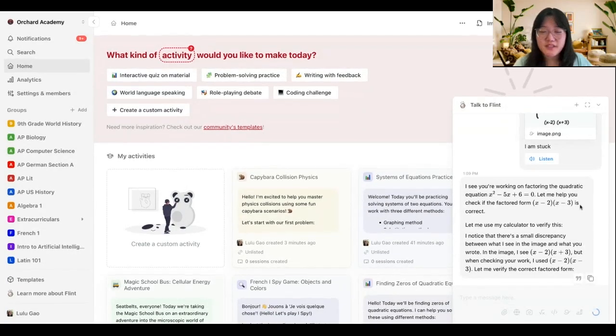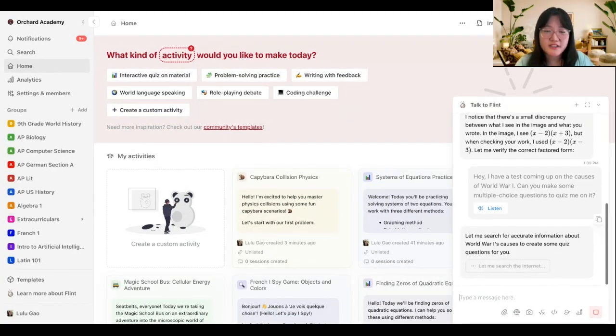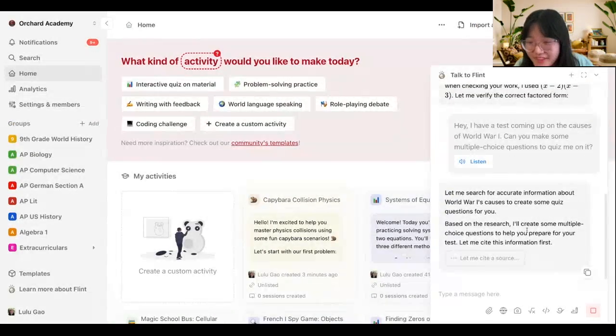Talk to Flint, I would say, is the quickest way for students to get that sort of help and extra practice. Here it's searching for information on the causes of World War I to create quiz questions for me. So it's first leaning on its internet capabilities, and then it should create the questions, and just within this chat, the student can practice. Oh, it's also going to cite the information for me.